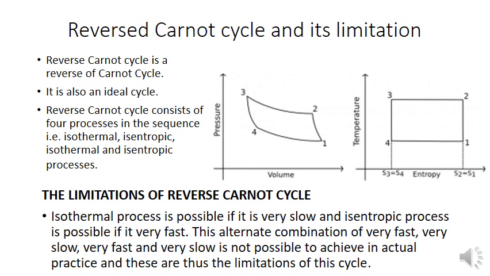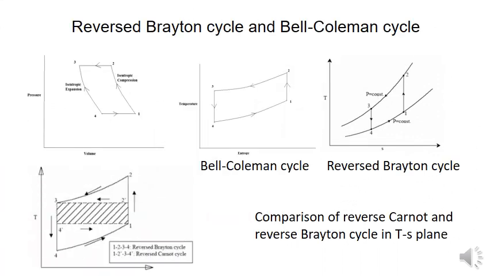That is the simple reverse Carnot cycle. The limitation of the reverse Carnot cycle is why we cannot apply it in aircraft refrigeration: the isothermal process is very slow, while the isentropic process is supposed to be very fast. So the combination of isothermal and isentropic processes may not be achievable directly, which ultimately leads to the limitation.